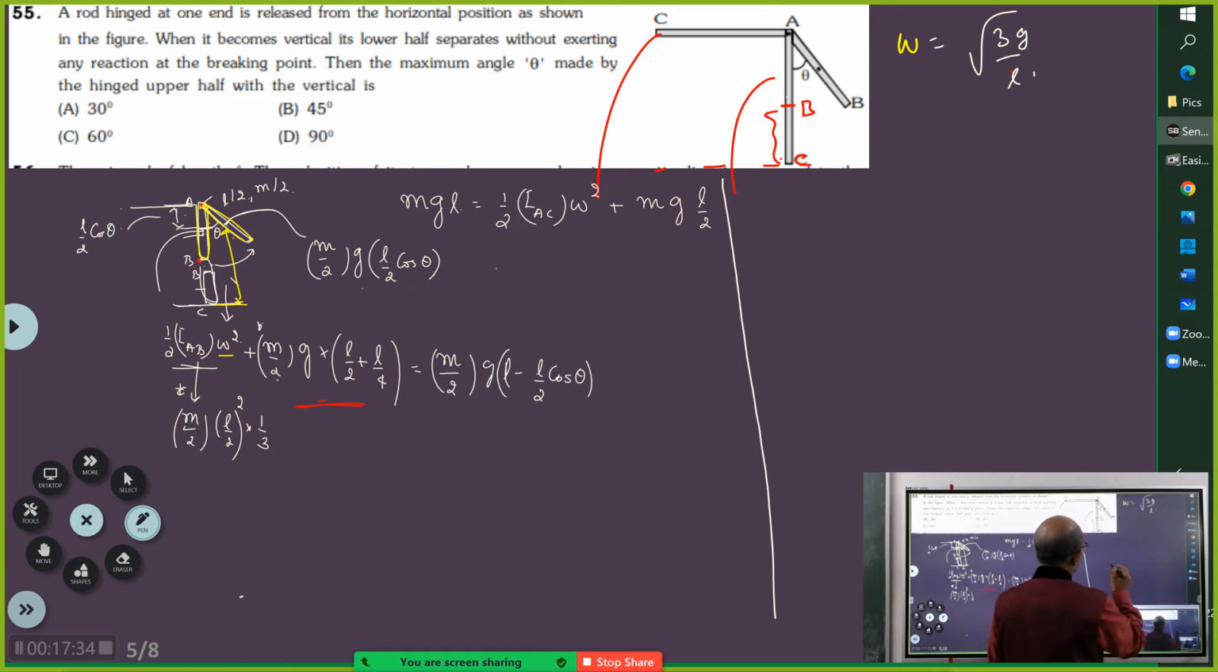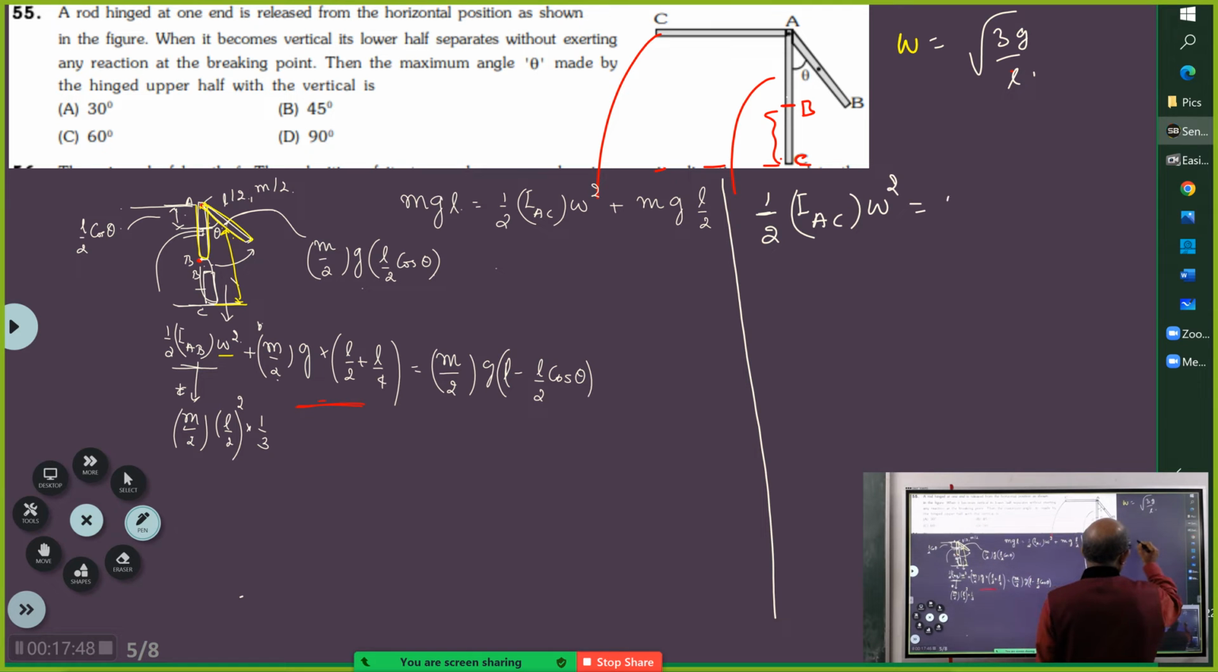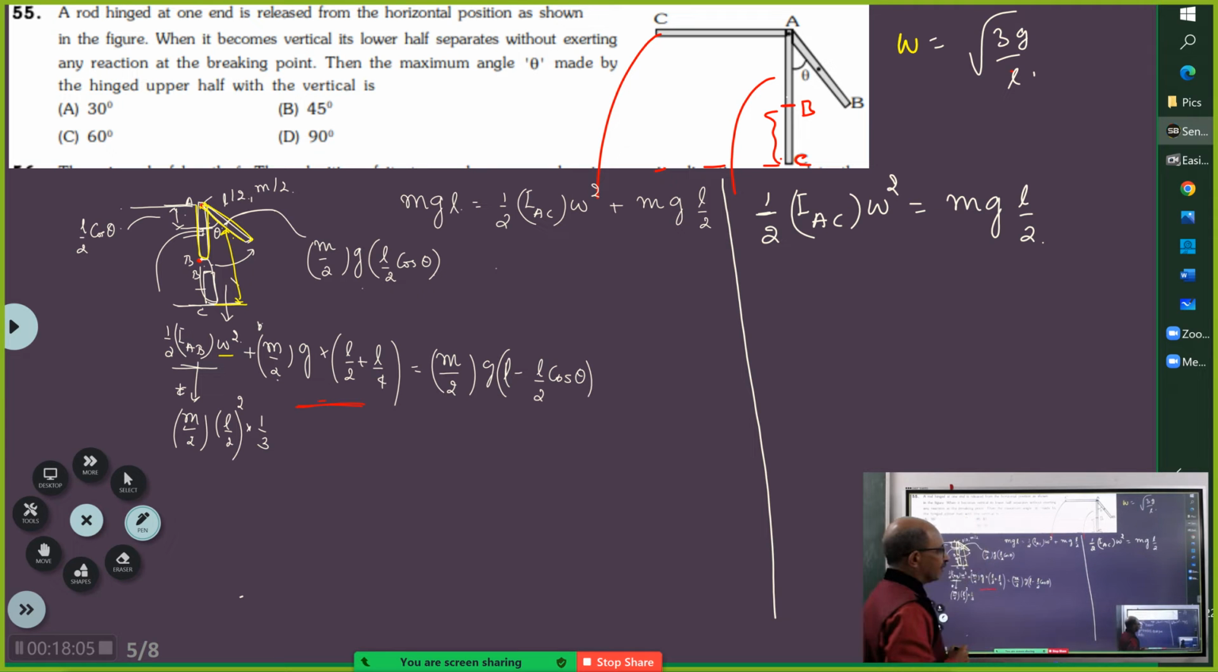Come on, tell. So we can write half I_A omega square equal to mg L by 2. Yes, sir. We can send that mg L by 2 term on the right side.